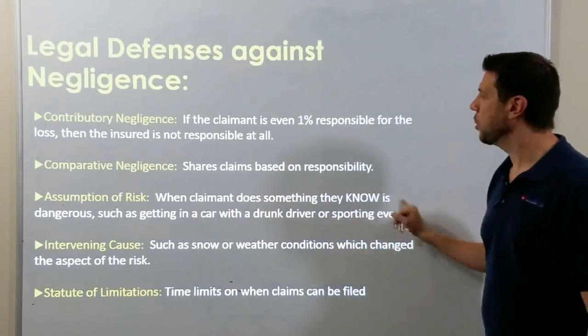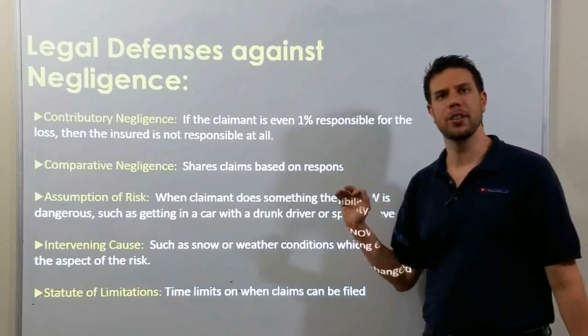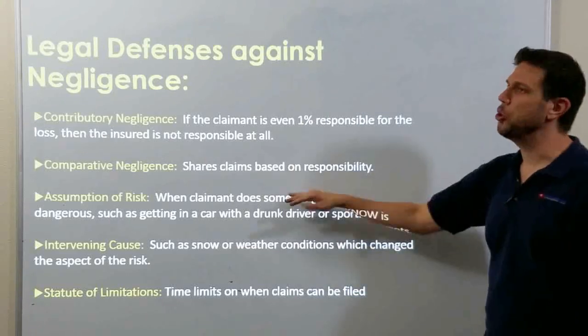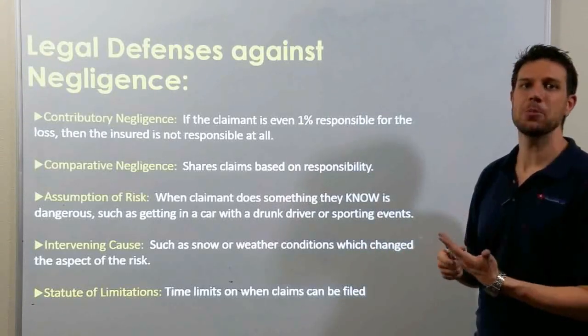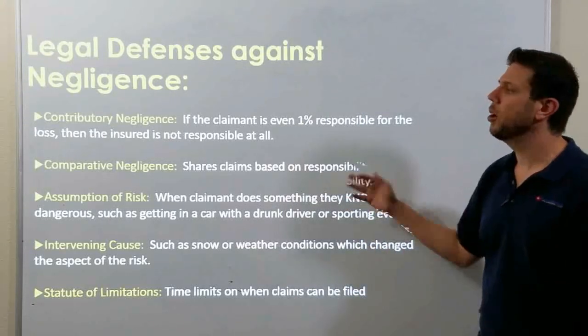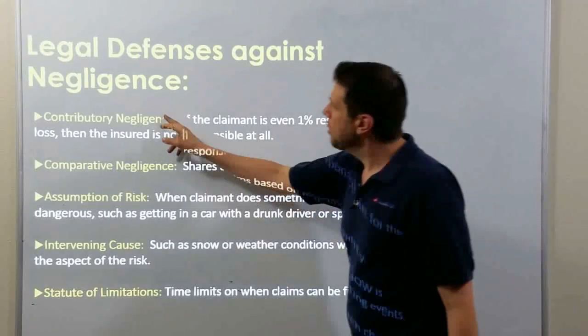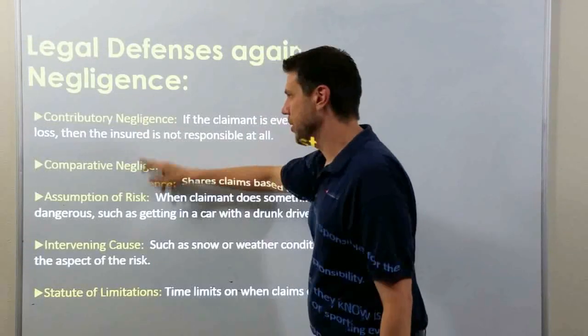This also works at sporting events. That's when you're watching baseball, then the baseball hits the person in the head. They assume the risk, so therefore it's not the baseball player's fault. You know what's going to happen at a sporting event. Contributory and comparative are the two confusing ones.